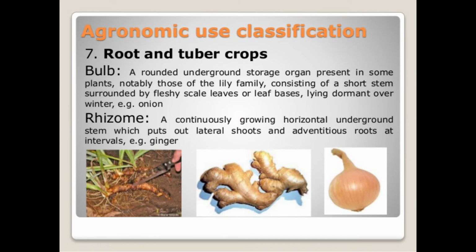Then what is a bulb? A rounded underground storage organ present in some plants, notably those of the lily family. It consists of a short stem surrounded by fleshy scale leaves or leaf bases, lying dormant over the winter. Onion is a bulb. Then a rhizome is a continuously growing horizontal underground stem which puts out lateral shoots and adventitious roots at intervals. Example: ginger.